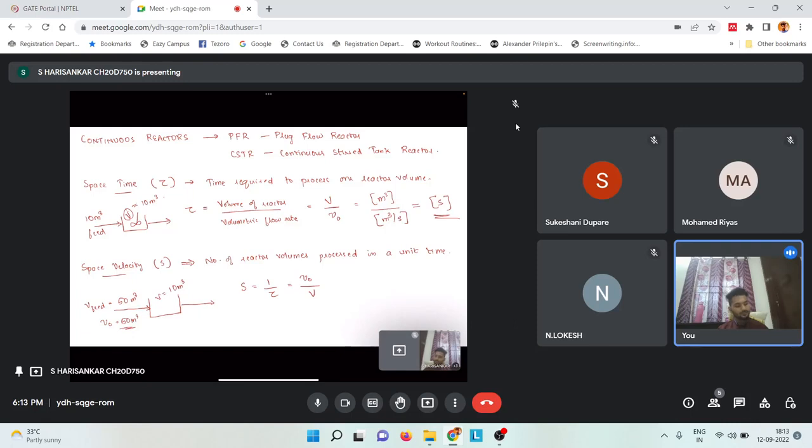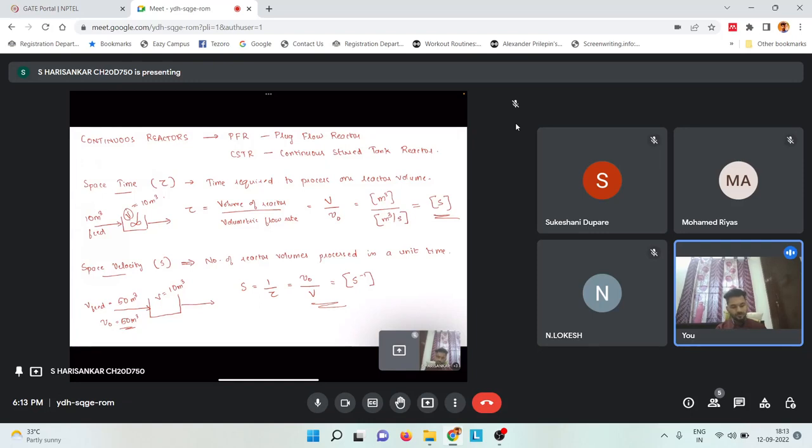And the unit here is second inverse. So this is space velocity. These two terms come up a lot when we try to solve problems with regards to continuous reactors like the PFR or CSTR. So it is important to know their significance and how to calculate them. And when we talk about the design equations of these continuous reactors, tau is what we talk about. So we design the reactor based on the value of tau.